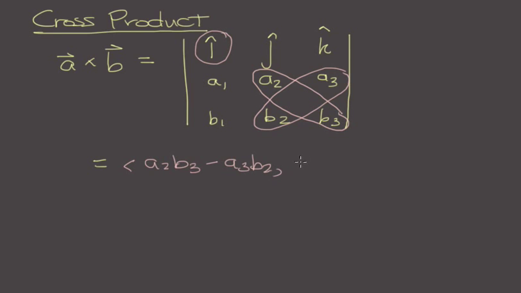Now we do the same sort of thing for the j unit vector, except that this one's a little bit more complicated. We're going to have an extra negative sign out in front, so this is going to be negative (a1b3 minus a3b1). And then finally, the z component, I'm just going on to the next line here because I've run out of space. This is simply going to be a1b2 minus a2b1.